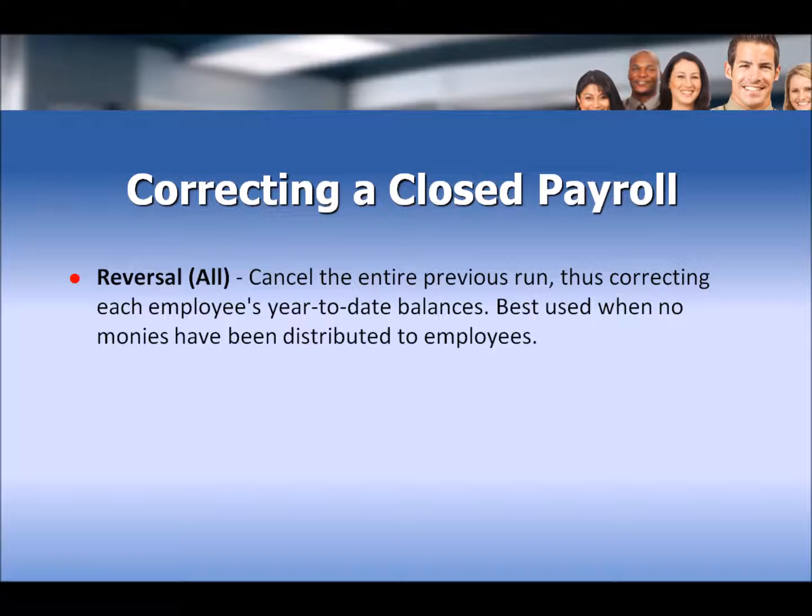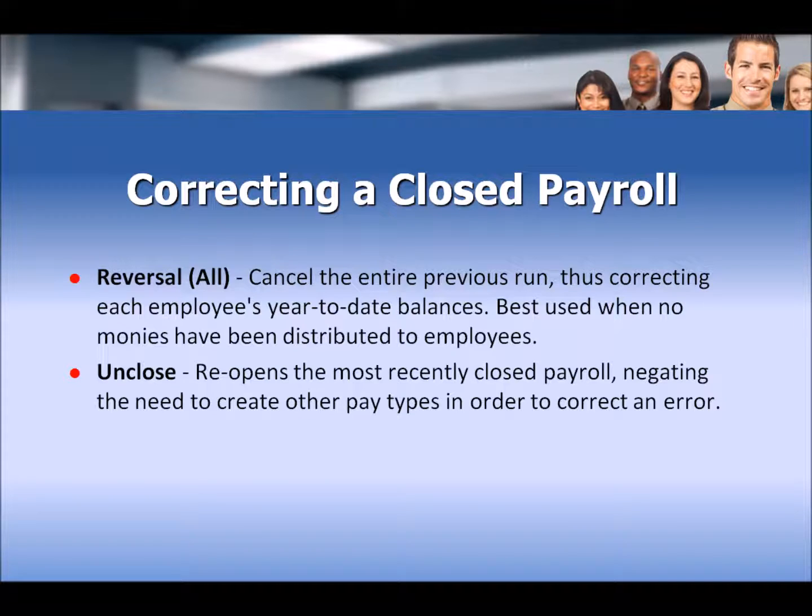It should also be noted that eNETEmployer provides two other options to assist in situations where you need to correct errors in a closed payroll, whether it be for a small or large number of employees. These two options are the Unclose feature and the Restore feature. The Unclose feature allows you to quickly reopen the most recently closed payroll so that you can make additional changes as needed. This can negate the need for you having to create an additional pay, an extra pay, or a reversal pay to correct an error. For more information on the Unclose feature, please view our how-to video entitled Unclosing a Payroll.